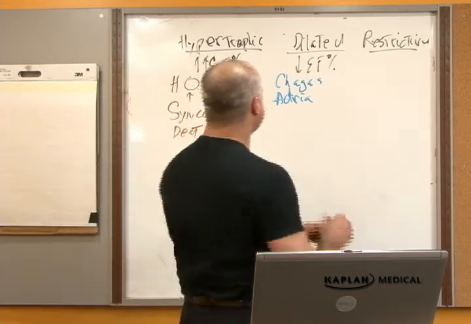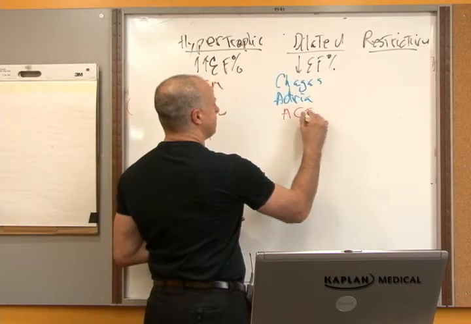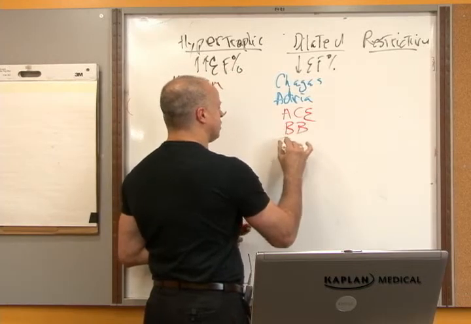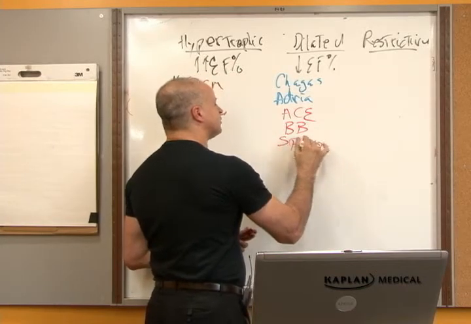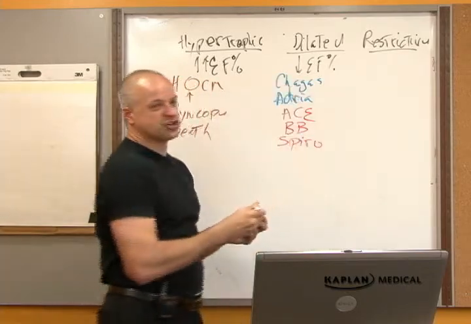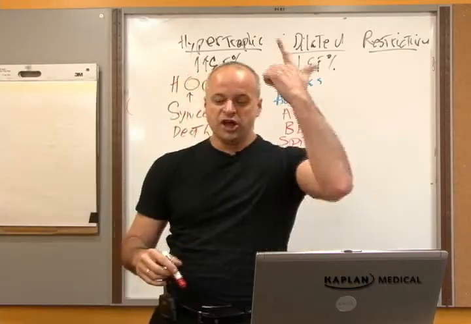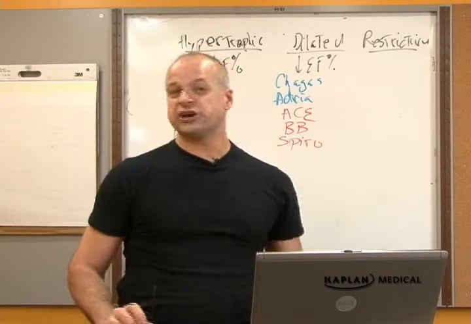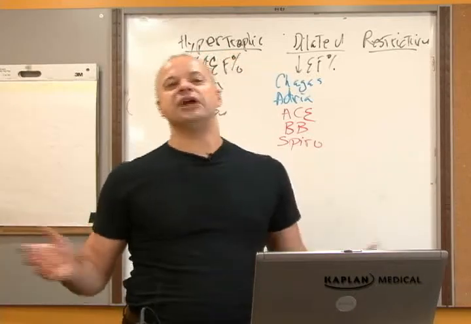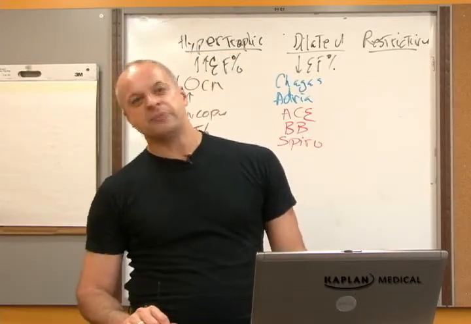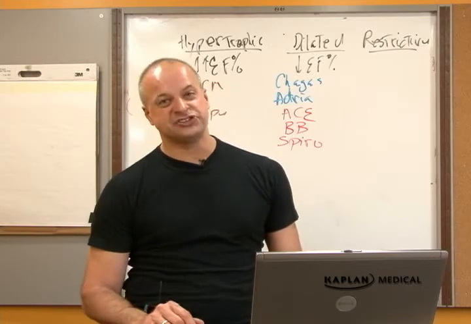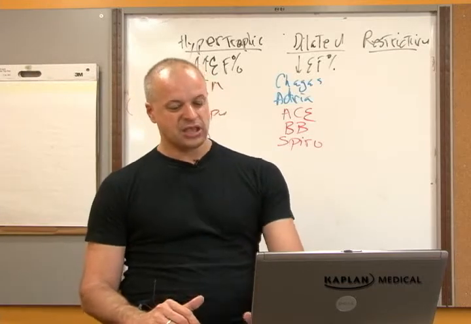ACE, beta, ACE, beta, ACE, beta, spironolactone. So what is the difference between Chagas disease, Adriamycin, post-myocarditis, viral cardiomyopathy, and coronary disease? Aspirin and the ability to do bypass. Remember, it's better to be having ischemic disease. You can do more to fix it.